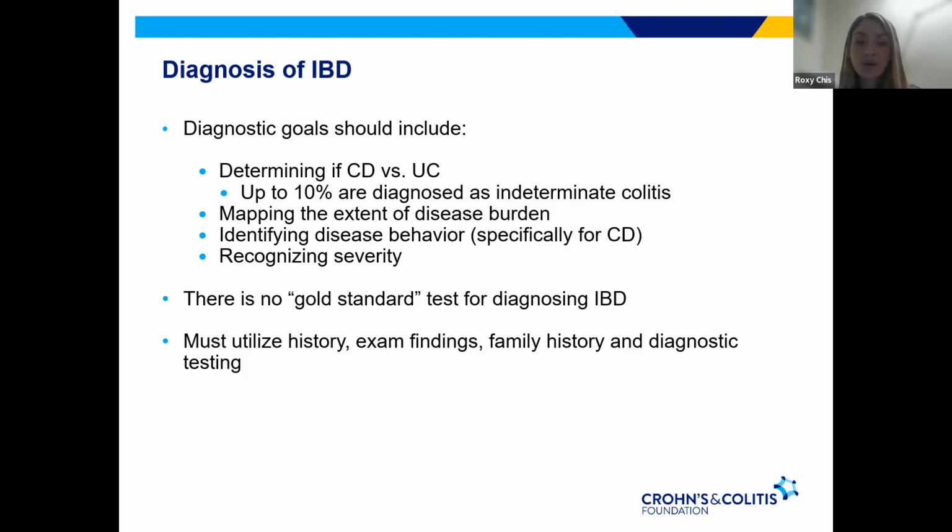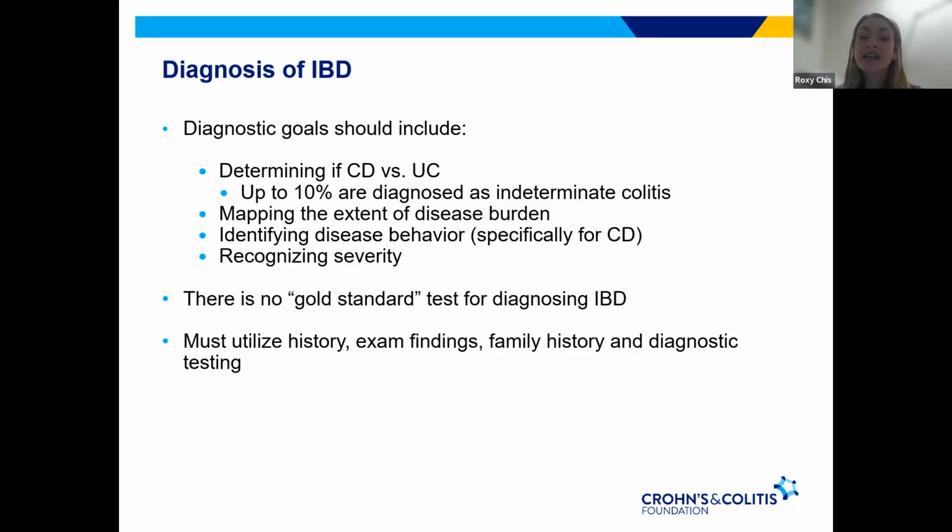And another diagnostic goal should be to map the extent of the disease burden. You'll hear a little bit later about how ulcerative colitis can involve parts of the colon, and then Crohn's disease can involve anywhere in the GI tract. And so mapping how much of the gut is involved is important because it does influence our management.